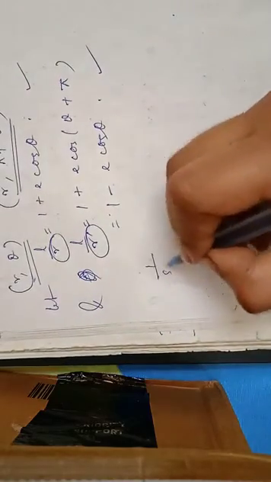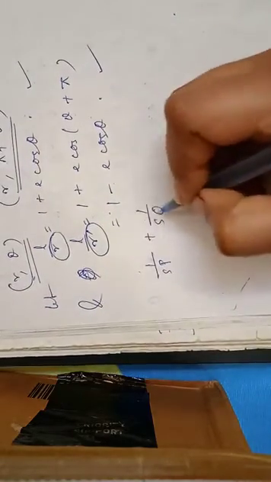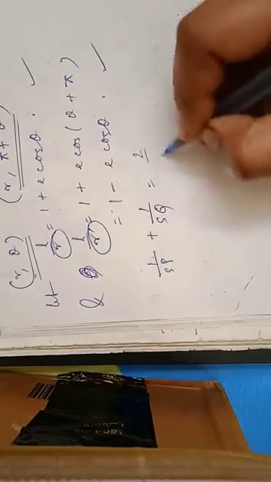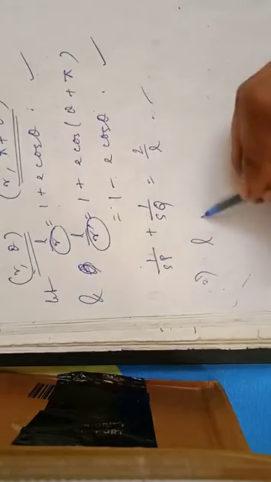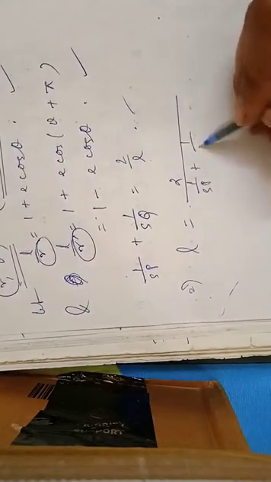So just take 1 by SP plus 1 by SQ. Calculate it, you will get the result 2 by l. That's it. So here l becomes 2 by (1 by SP plus 1 by SQ), that means the harmonic mean of that focal chord.